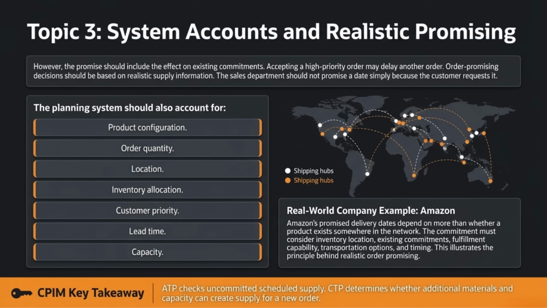Real-world company example. Amazon. Amazon's promised delivery dates depend on more than whether a product exists somewhere in the network. The commitment must consider inventory location, existing commitments, fulfillment capability, transportation options, and timing. This illustrates the principle behind realistic order promising. CPIM Key Takeaway. ATP checks uncommitted scheduled supply. CTP determines whether additional materials and capacity can create supply for a new customer order.